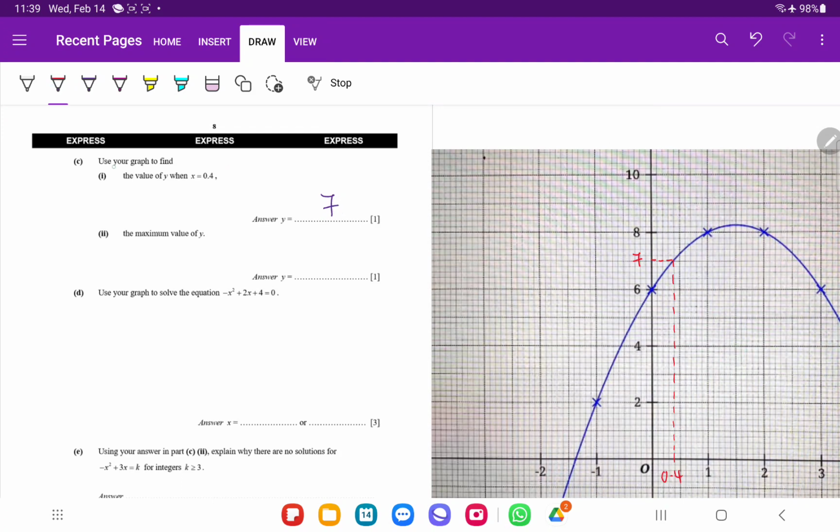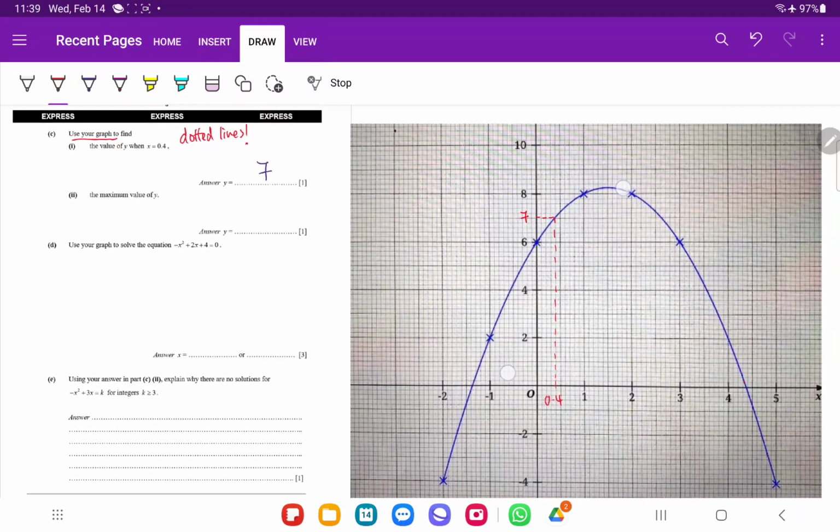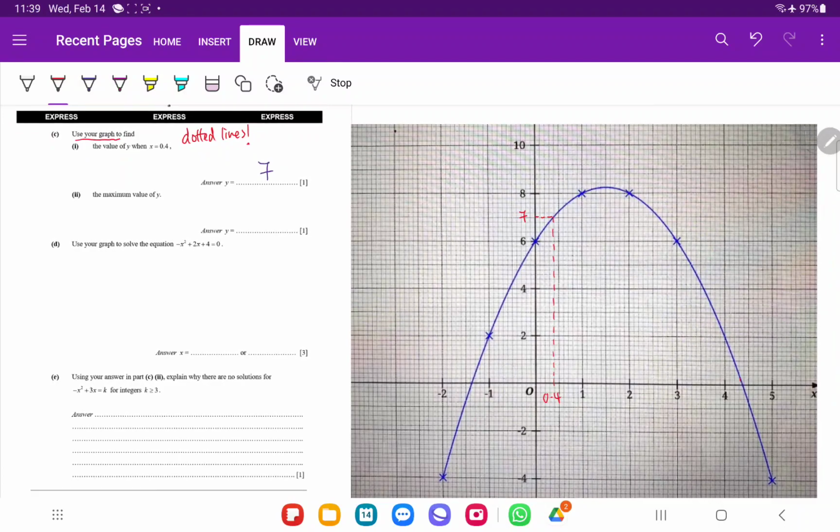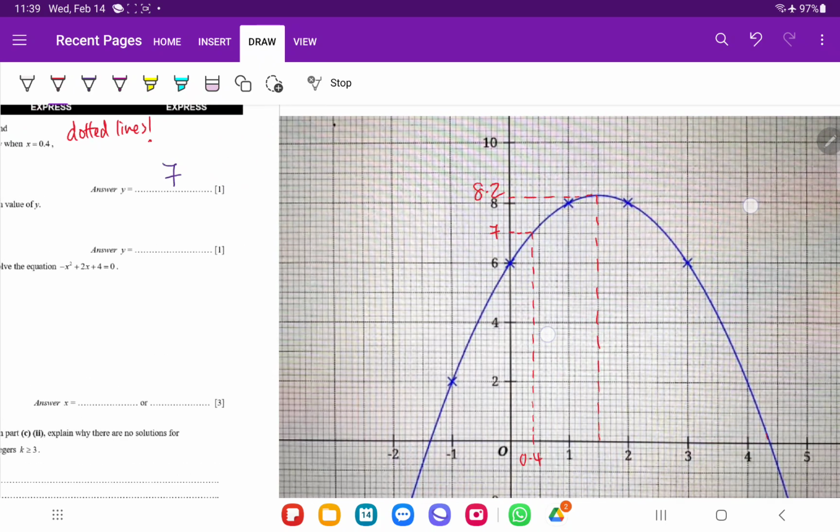Please ensure that when they say use your graph, you must show dotted lines. That is a must. Next, the maximum value happens at the maximum point, so please draw a dotted line. Now to find the y value, please read towards the left-hand side. It is around 8.2.